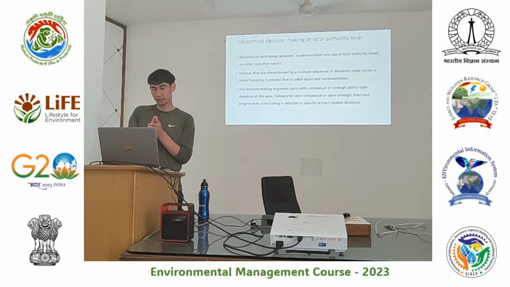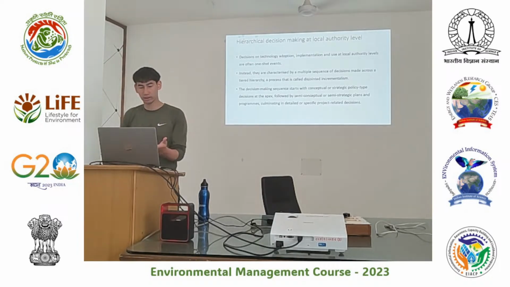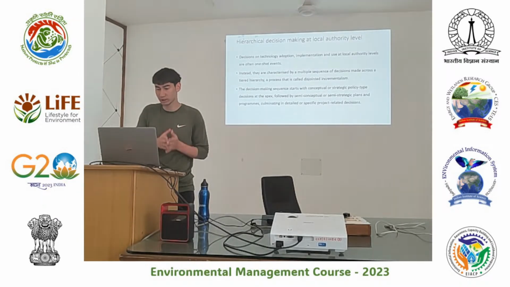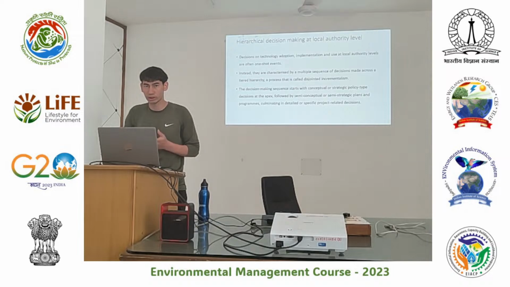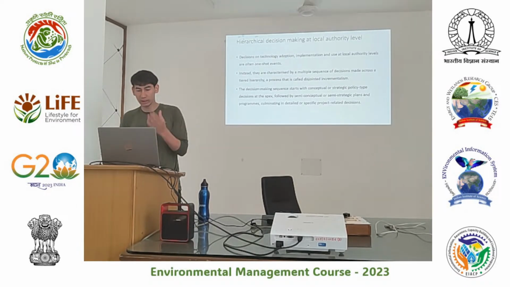The first is at the apex or top tier, which starts with the conceptual or strategic policy level. Then after that, semi-conceptual or semi-strategic plans and programs, and then we move on to details. Then at local level, you can see the detailed and specific project-type related decisions.